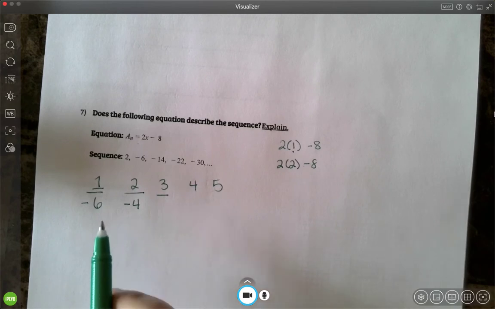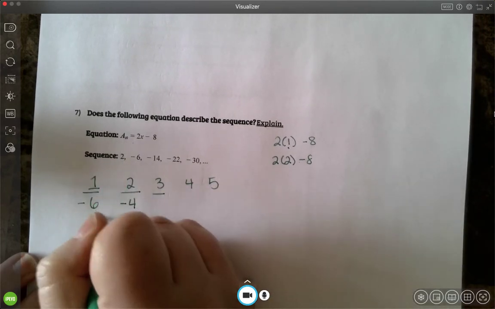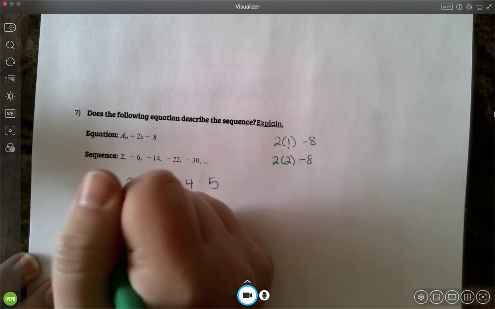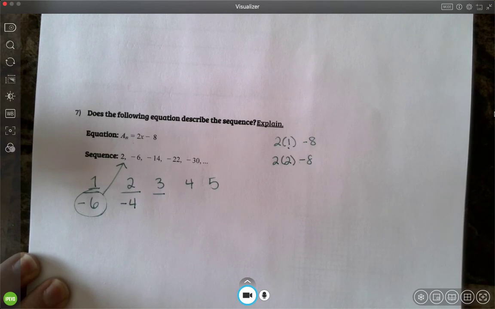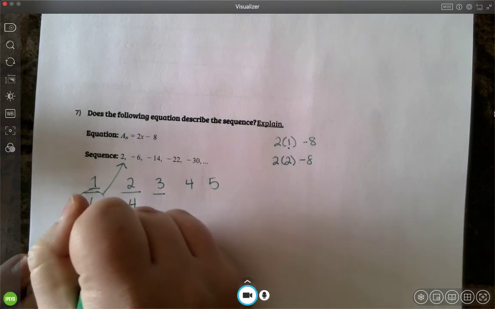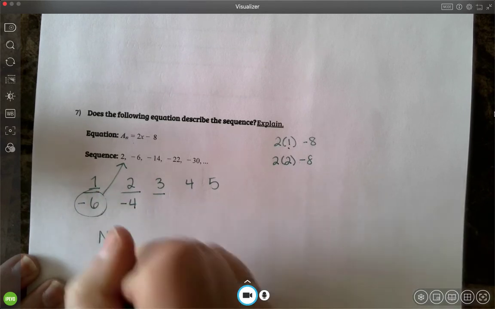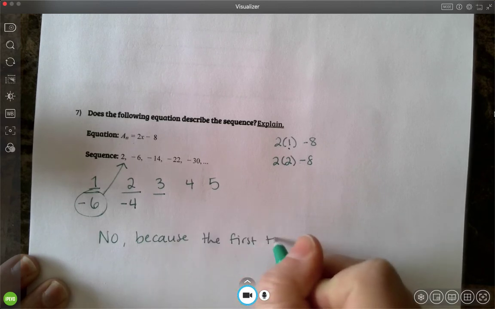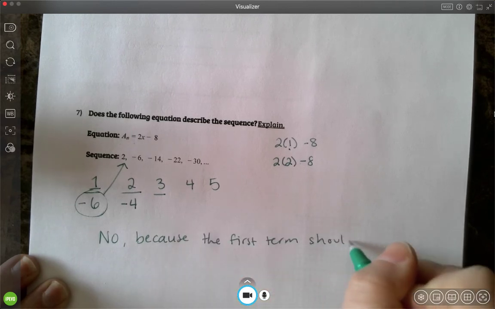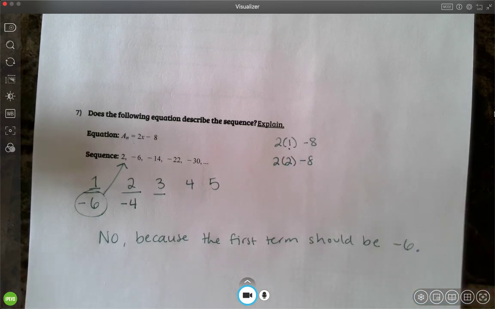And if I look, I haven't even found the first 5 terms, but my first term here does not match the first term there. So my answer would be no, the equation does not describe the sequence because the first term should be negative 6. And you can stop there. You don't have to find the rest of the terms.